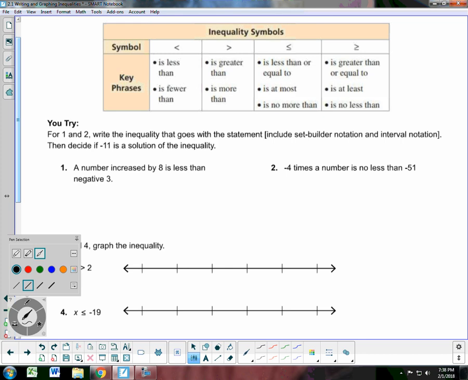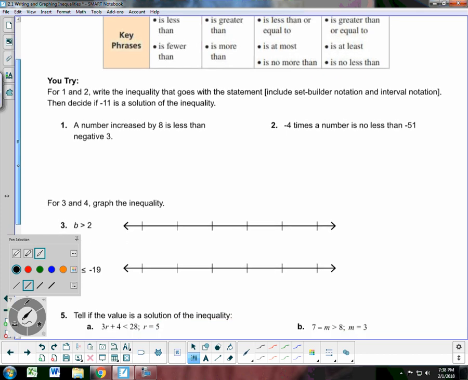All right, so first off, we are writing the inequality that goes with the statement. It says include set builder notation and interval notation. Then decide if negative 11 is a solution of the inequality. So, a number increased by 8 is less than negative 3.